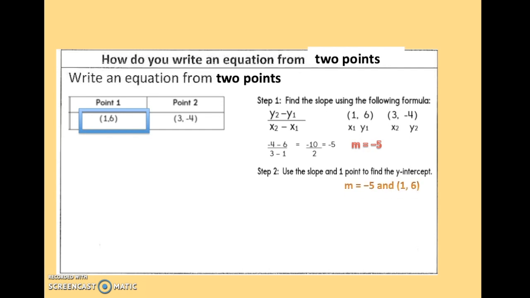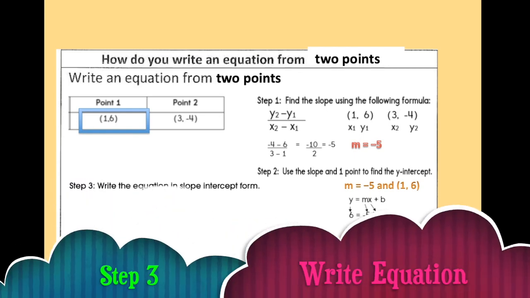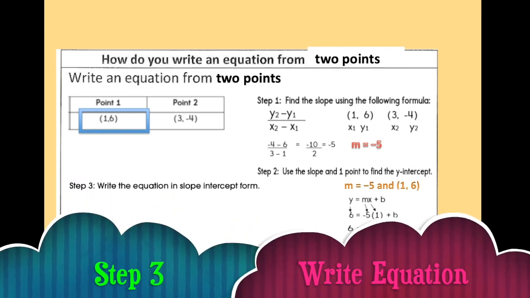We have our slope and we have a point. Plug that into our y equals mx plus b formula. Our y is 6. M is my -5, what we just found earlier, and my x is 1. B is what's in question, so you just write plus b. Let's go ahead and solve, where b is equal to 11.